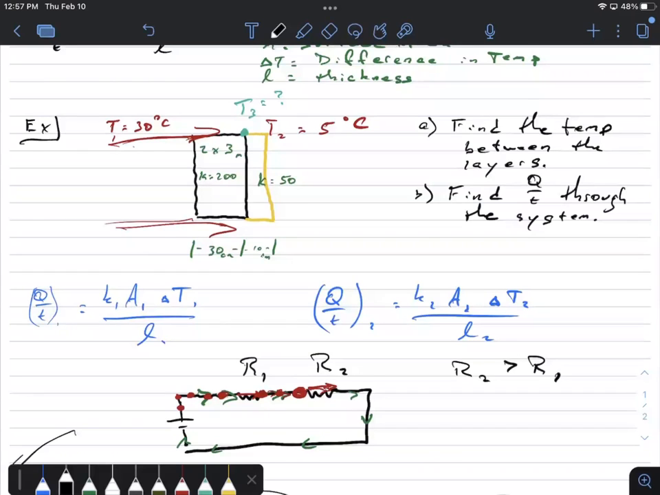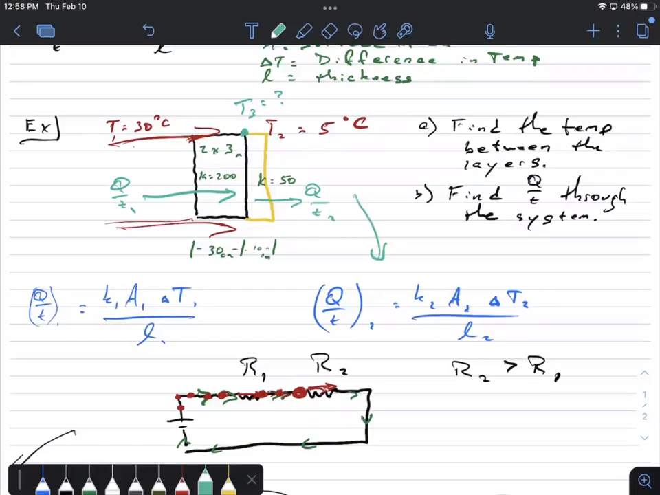What isn't necessarily as intuitive is that the way this second layer modifies the motion of the energy, the motion of the heat, is to make it so that the heat transfer rate that wants to go through the first layer, Q over T1, is going to be the same as the heat transfer rate that wants to go through the second layer.